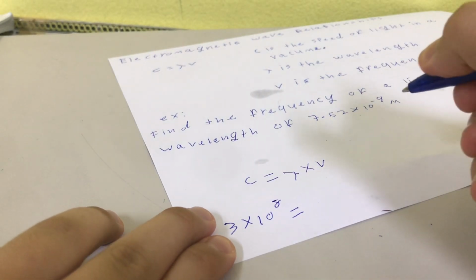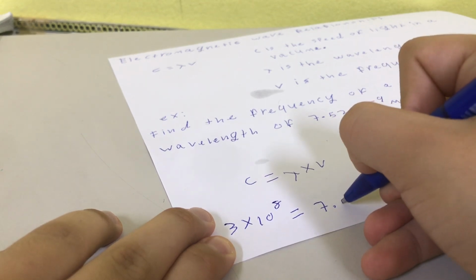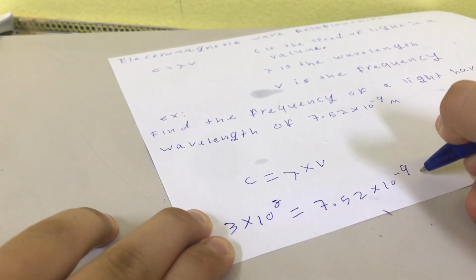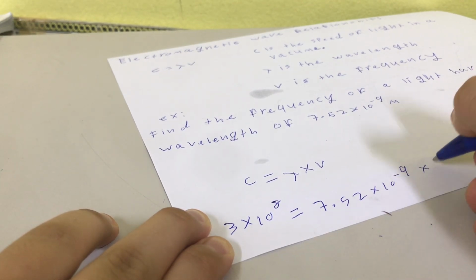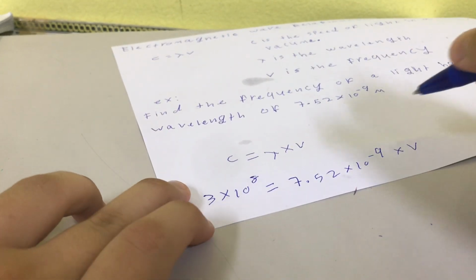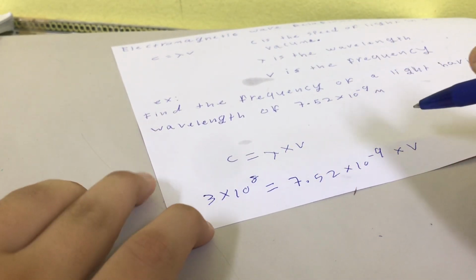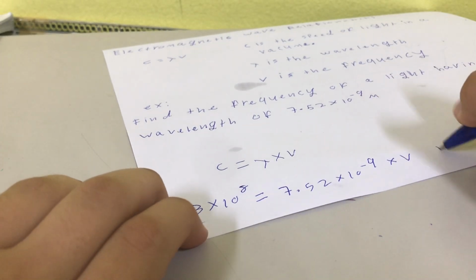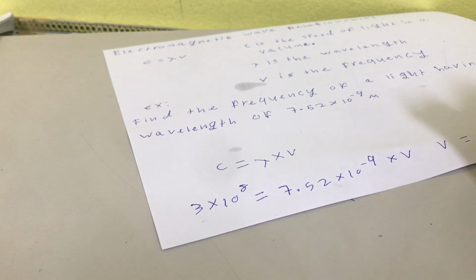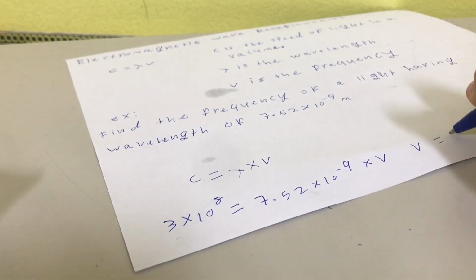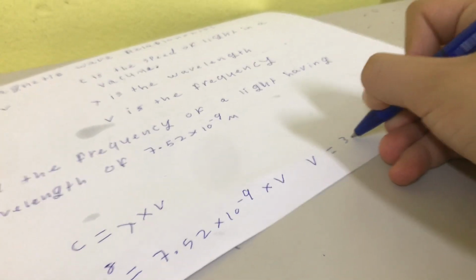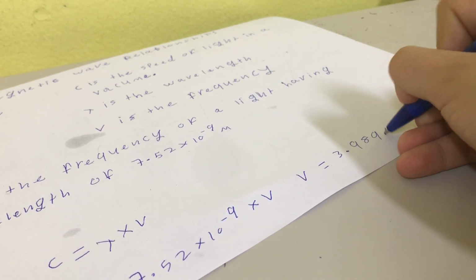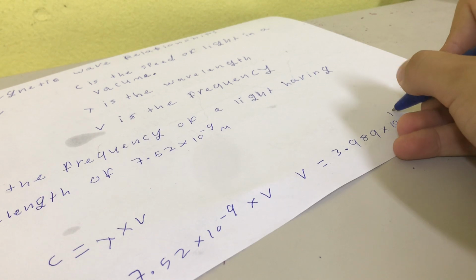equals lambda. The wavelength is 7.52 times 10 raised to the negative 9th meters times V. So we divide both sides by 7.52 times 10 to the power of minus 9, and here we divide it, so we get V equals about 3.989 times 10 to the power 16 hertz.